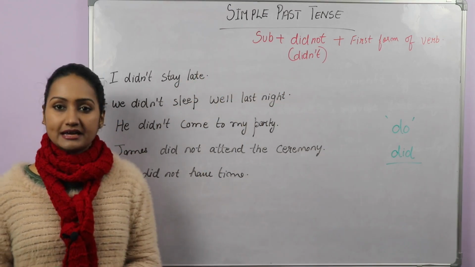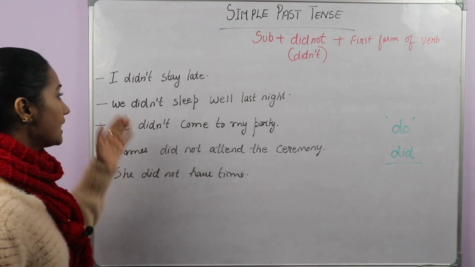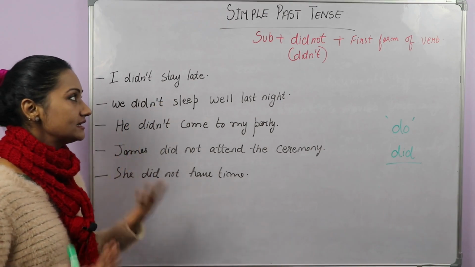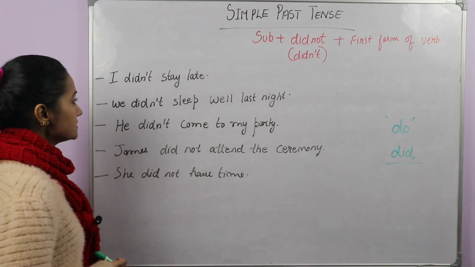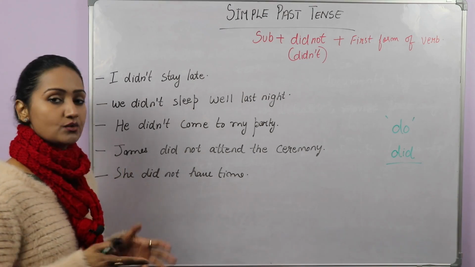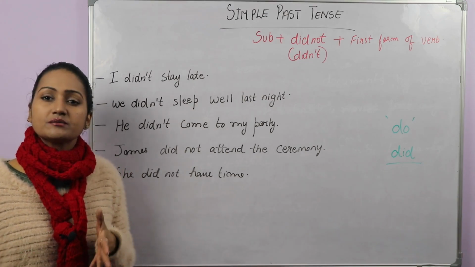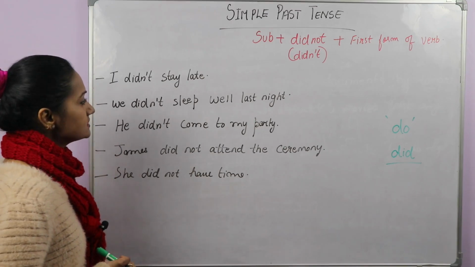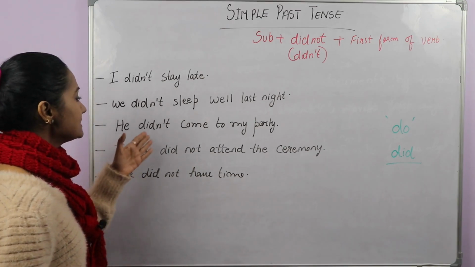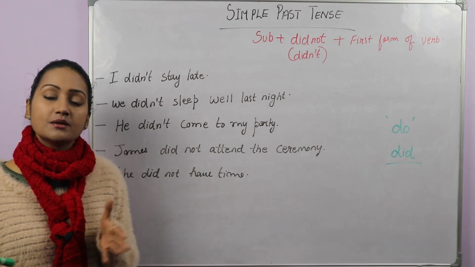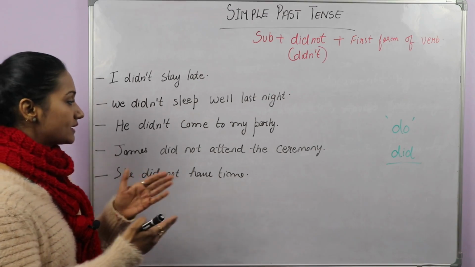Let's go through some examples. I did not stay late. I did not or didn't, anything you can use. I didn't stay late. We didn't sleep well last night because I was doing my work, or I was not well. That's why I didn't sleep well last night. He didn't come to my party. However, I invited him, but he didn't come to my party.